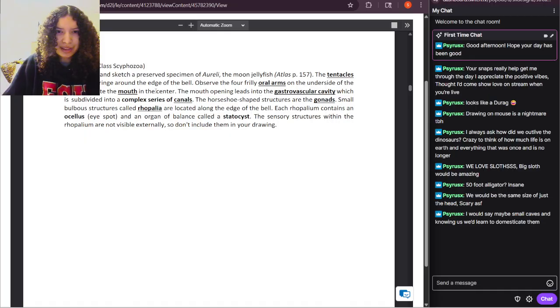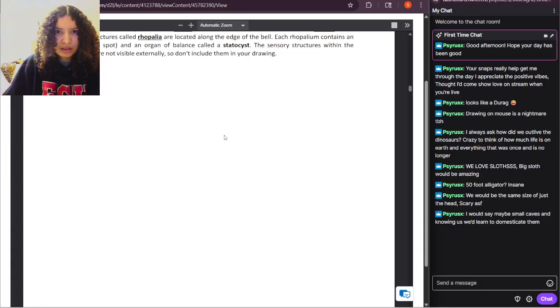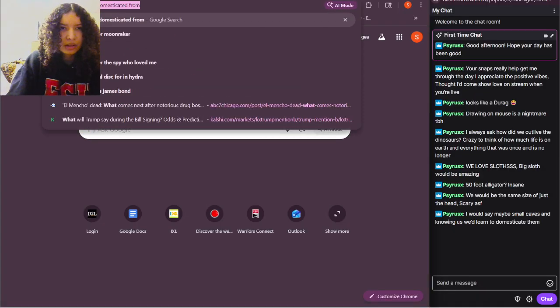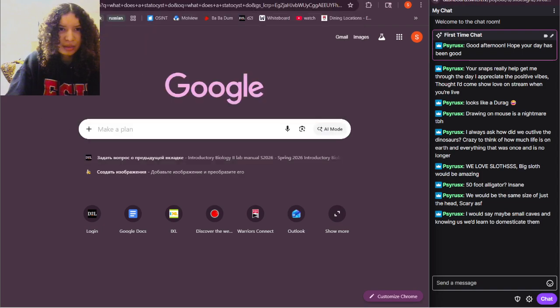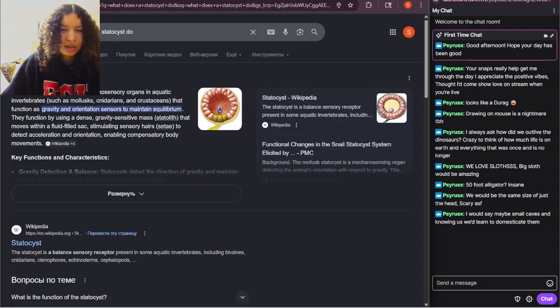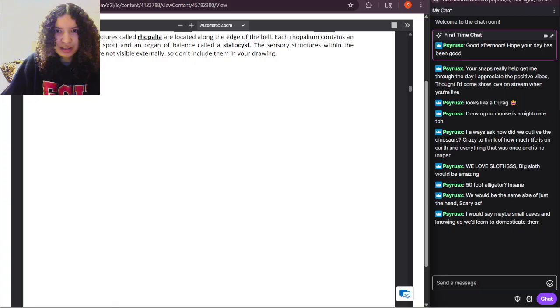Oral arms, mouth in the center. Statocyst. What does a statocyst do? Okay, yeah. Gravity and orientation sensors. We have those in our ears as well.